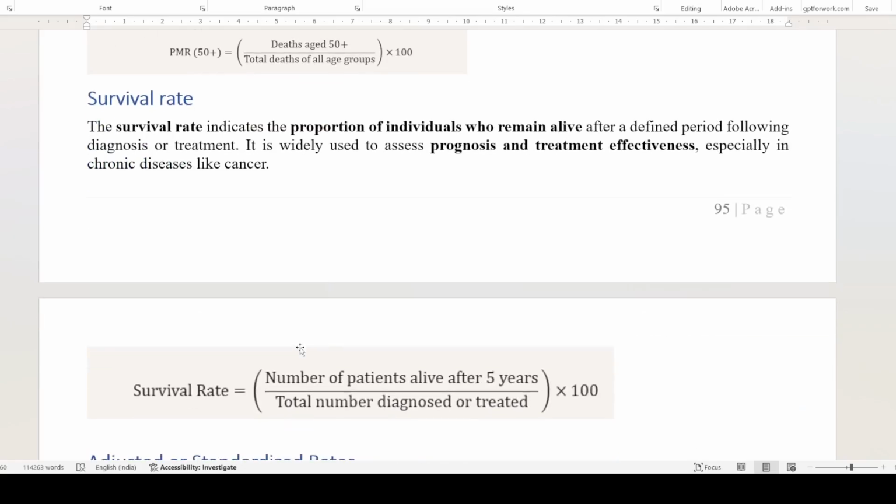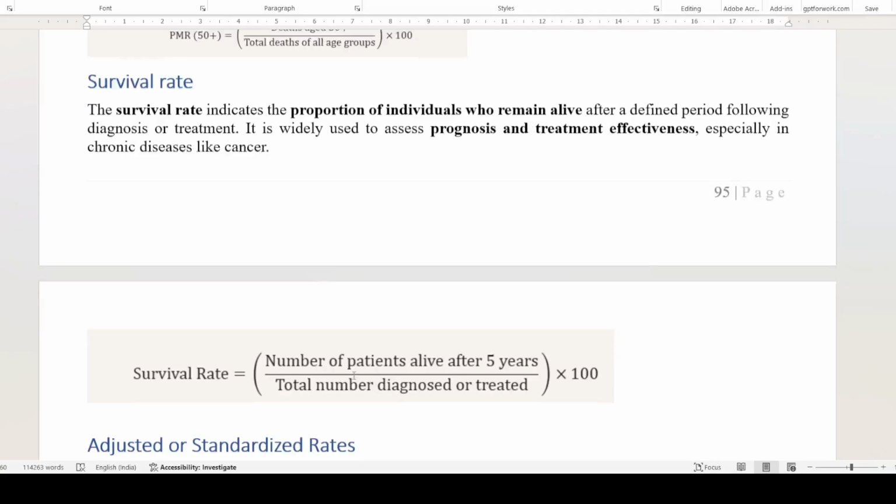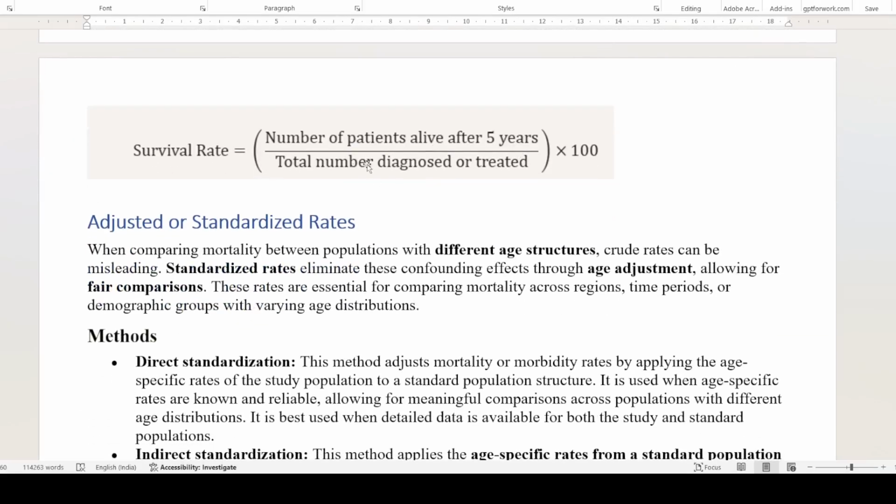Next one is the survival rate. Survival rate means proportion of individuals who remain alive after having the diagnosis or a treatment of a particular disease. So number of patients alive after 5 years and total number of people diagnosed or treated into 100.